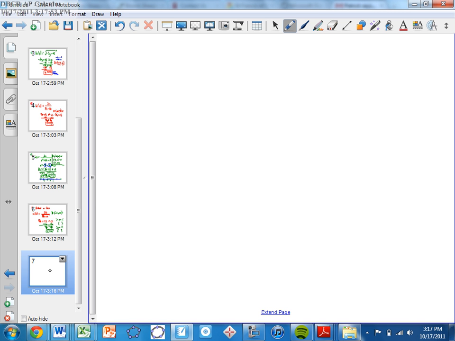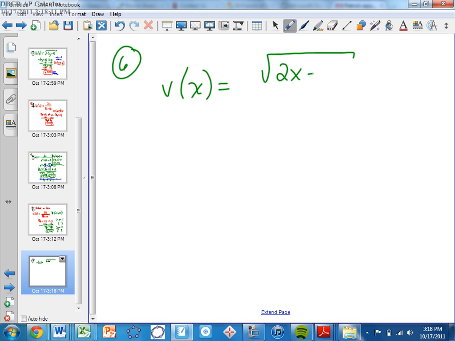We are number 6 now. Let's look at one where we have a radical in the numerator, and we have a denominator that causes an issue, both. Oh my gosh. So we'll say v of x equals the square root of 2x minus 6 all over 3x plus 12.